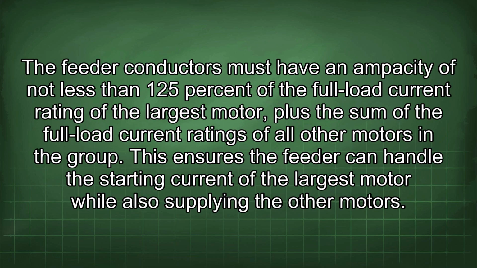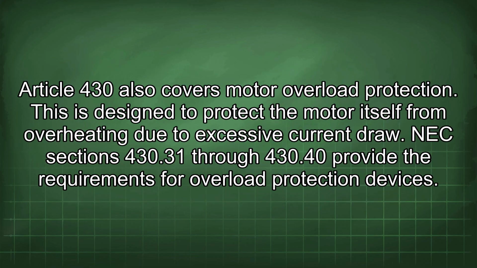The feeder conductors must have an ampacity of not less than 125% of the full load current rating of the largest motor, plus the sum of the full load current ratings of all other motors in the group. This ensures the feeder can handle the starting current of the largest motor while also supplying the other motors. Article 430 also covers motor overload protection. This is designed to protect the motor itself from overheating due to excessive current draw.